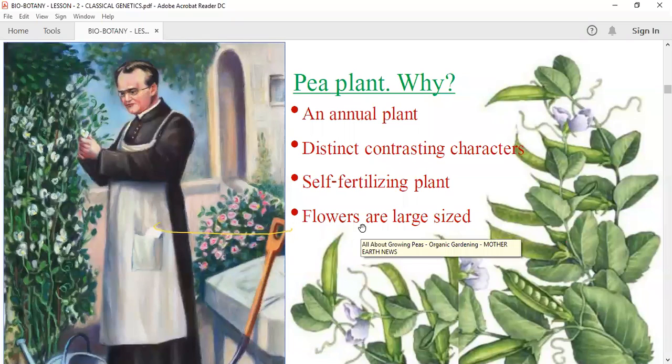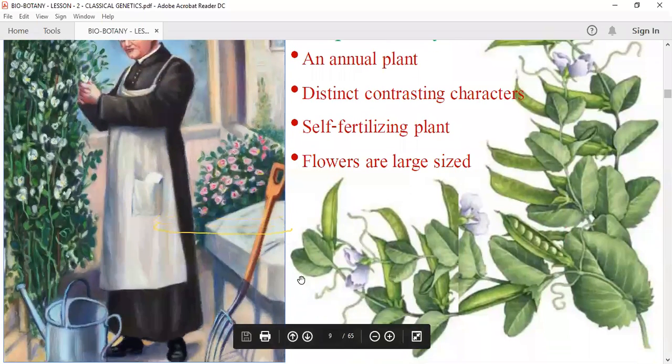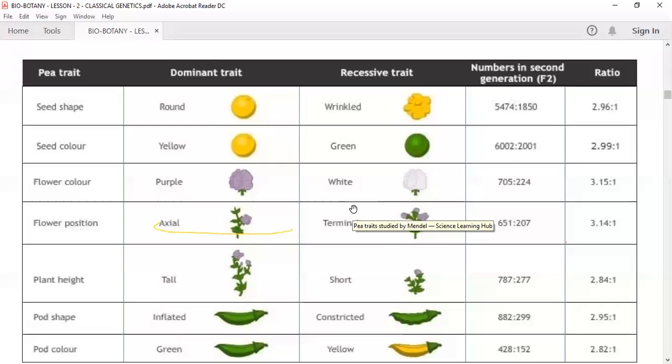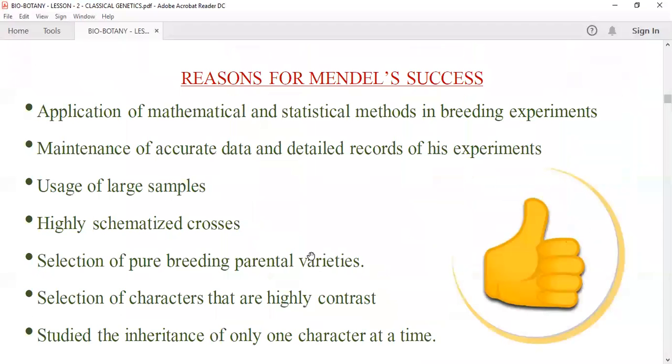And next, the flowers are large sized, so this is easy for him to do his research work. And then the tabulation is already given in your book, so we don't want to waste our time. You can refer to your book. Everything is clear in this picture. Round yellow refers to the color and pod shape, that is, the structure you can see. Okay, and we can move to the next one.